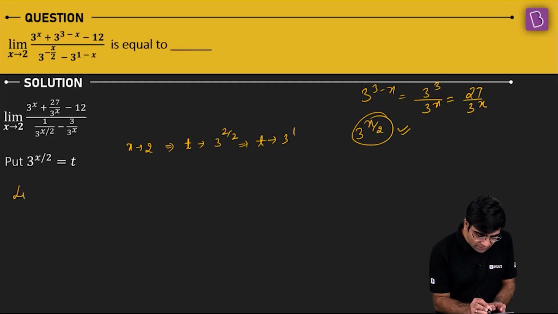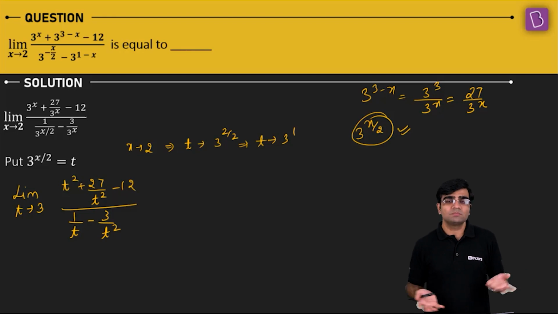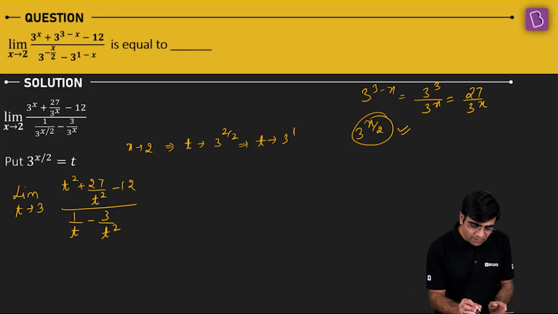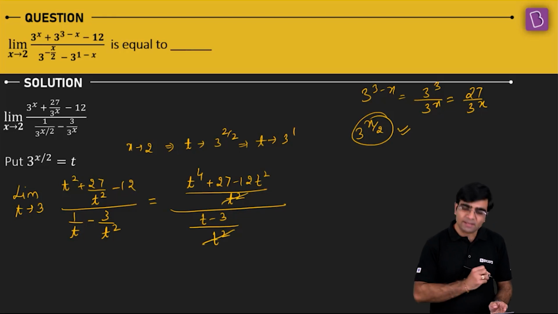My entire question got converted as limit t tending to 3 raised to 1, or 3. Then we have this as t square plus 27 by t square minus 12 whole divided by 1 upon t minus 3 by t square. What we have to do? Just simply take up the LCM. There is no other way out. The moment I take up the LCM, we get this t power 4 plus 27 minus 12t square whole divided by t square, completely divided by t minus 3 divided by t square. So this t square got cancelled.